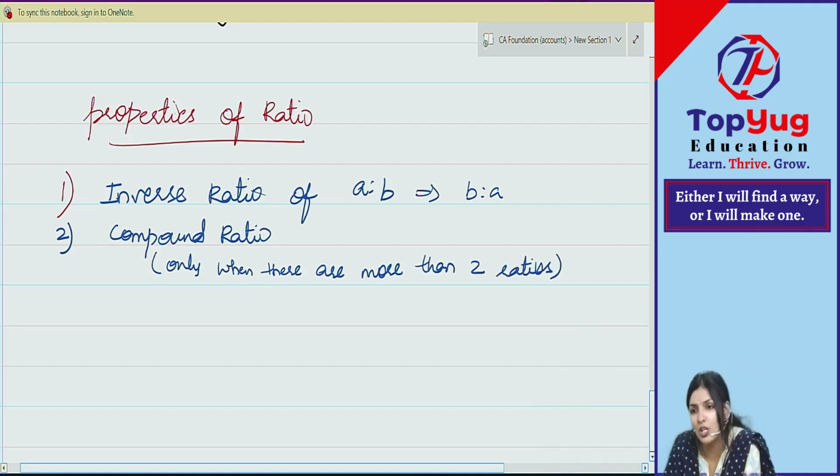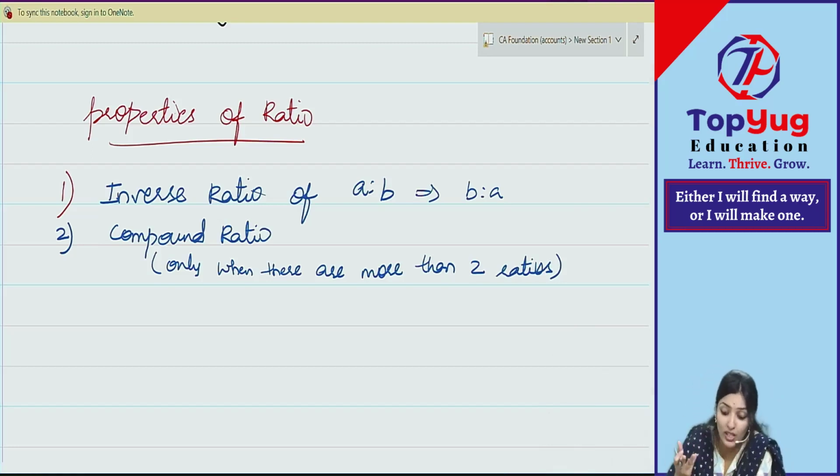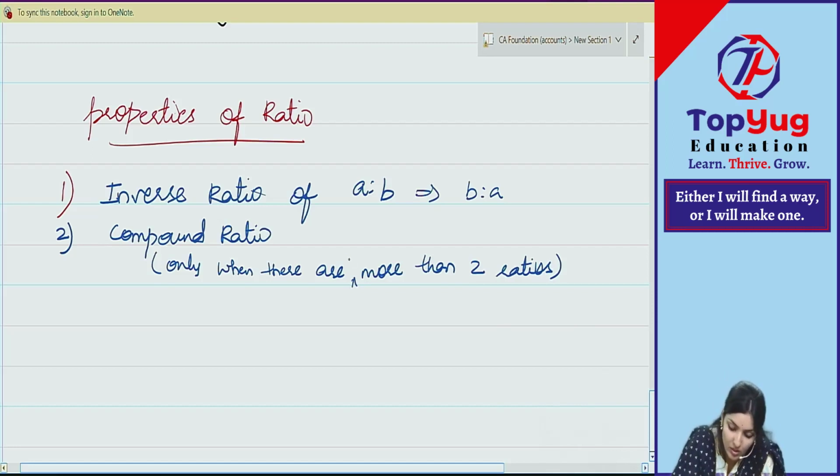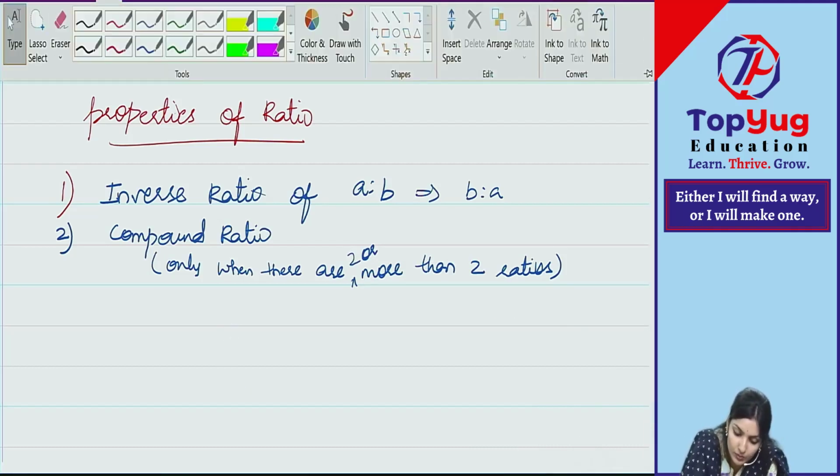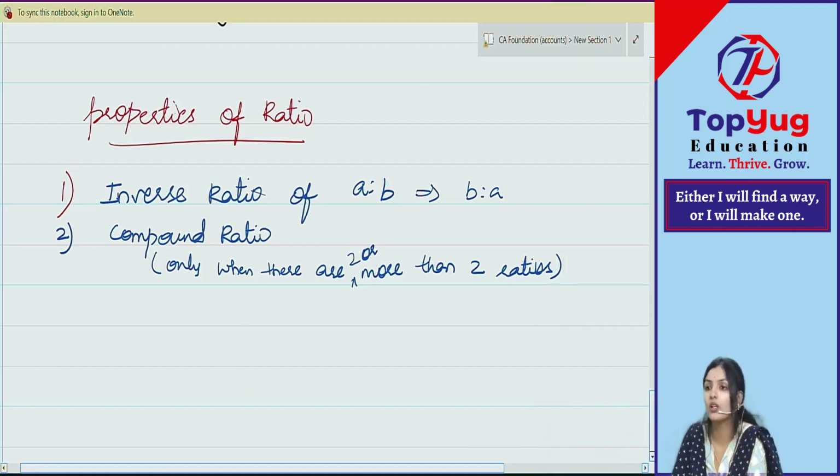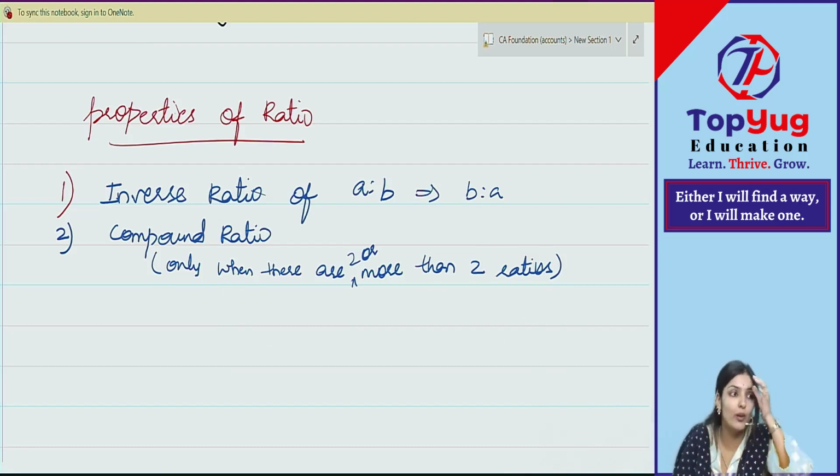When does compound ratio come? Only when there are two or more than two ratios. If there is only one ratio, there would be no compound ratio.